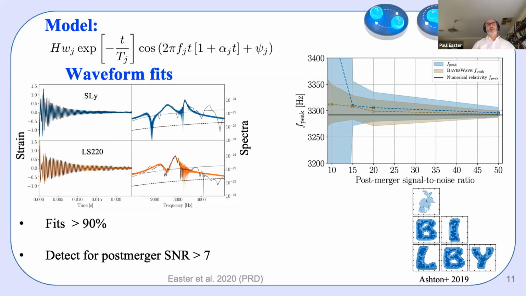With this model, we're also able to probe the hot equation of state by looking at the peak frequency of the dominant post-merger oscillation frequency for the remnant. Our results are shown in blue, and as a comparison in our paper, we used BayesWave as well, and that's shown in brown.